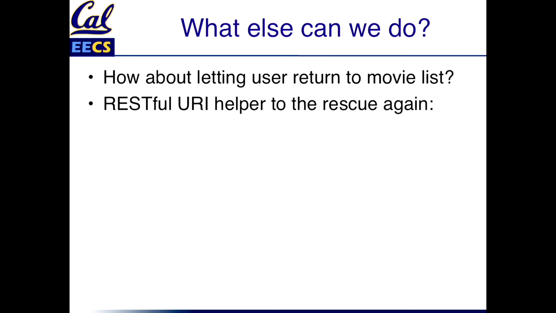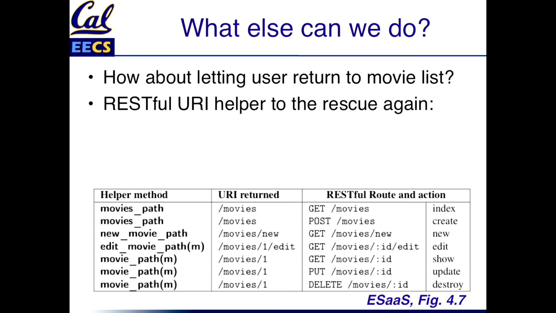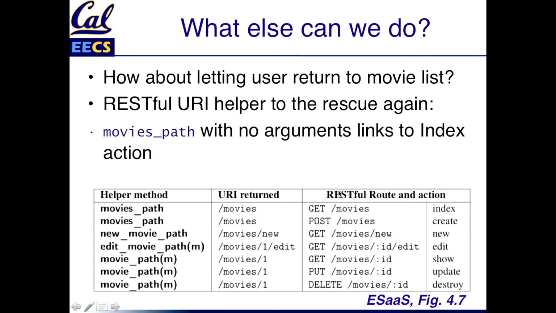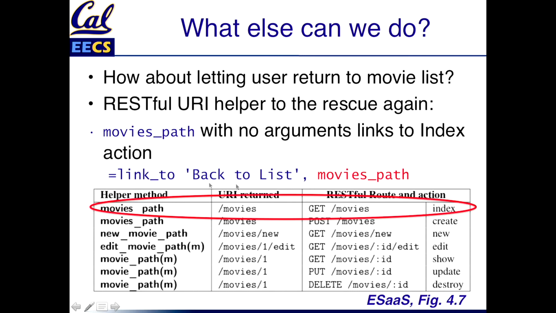We could also let the user return to the movie list. What's the RESTful URI that names the collection, the list of all movies? Well, there's a helper called movies_path that will return a route that maps to the index action, and rake routes would show that. So movies_path with no arguments links to the index action. So we could put something in our view that says, here's some text to show, and here's the hyperlink. The URL will be generated by calling this method. And again, the reason that this is all segregated in the routing subsystem is that if you change the names of routes, or the way some of the routes work, you don't have to manually propagate those changes through all of your HTML templates because you're generating the routes at runtime based on the information out of that file.